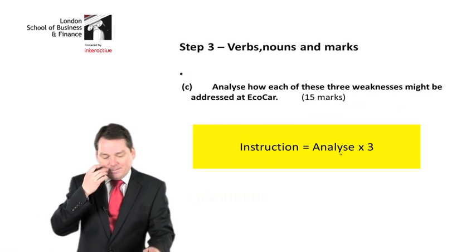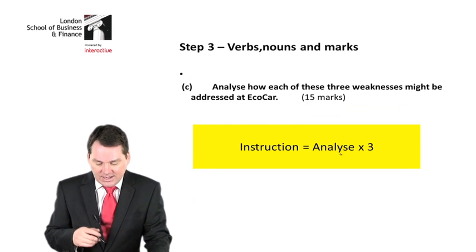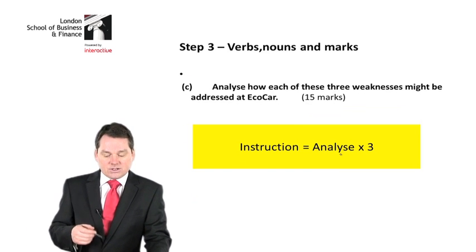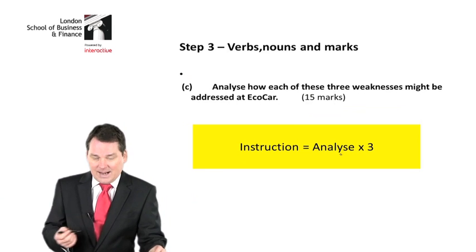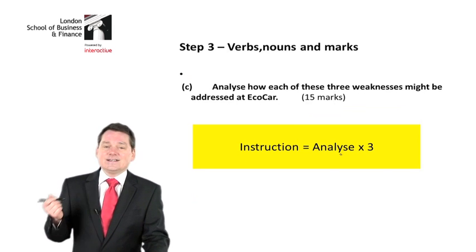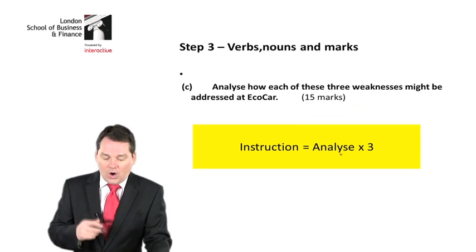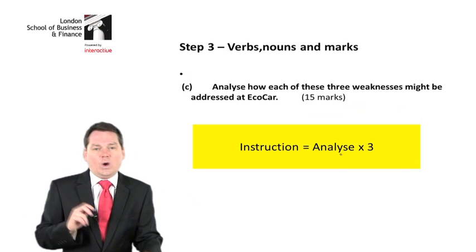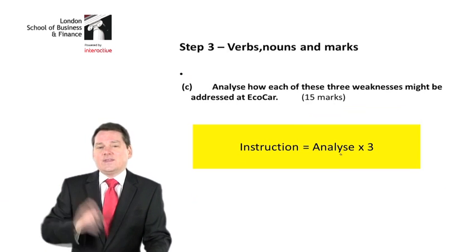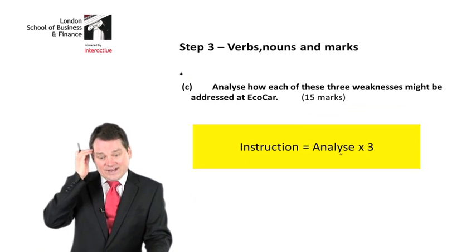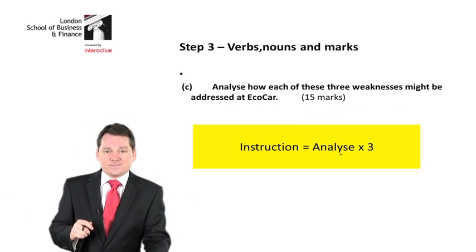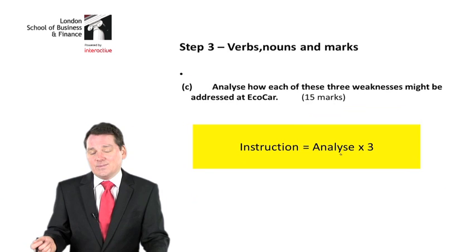Finally, when we're looking at Part C, the final part of the question, analyse how each of these weaknesses might be addressed. In other words, the examiner's being very clear. He wants you to do the same thing 3 separate times. I would like you to analyse weakness 1. Now you've done that, I want you to analyse weakness 2. Now you've done that, I want you to analyse weakness 3. And again, many students don't do that. They only do part of it, and they can't possibly get as good a mark as they would like.